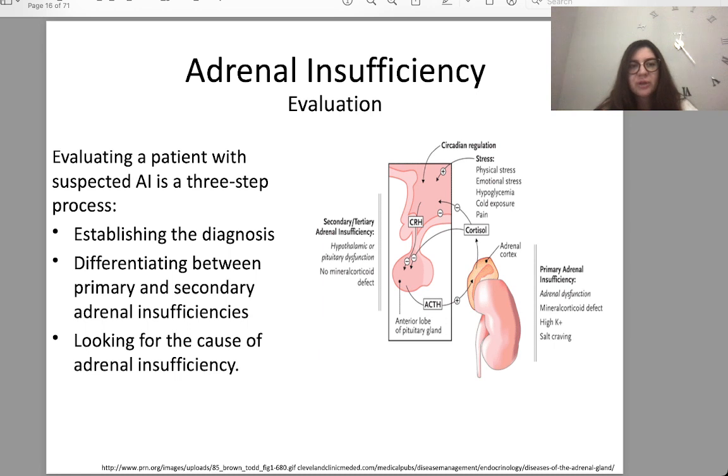Evaluation. Evaluating of patient with suspected adrenal insufficiency. It is a three-step process. Step 1, it is establish a diagnosis. Just to answer, is it present insufficiency or not present insufficiency? Second step, it is differentiating between primary and secondary adrenal insufficiencies. And step 3, it is looking for the cause of adrenal insufficiency, not just like syndrome primary or secondary, to find a cause if it's possible.